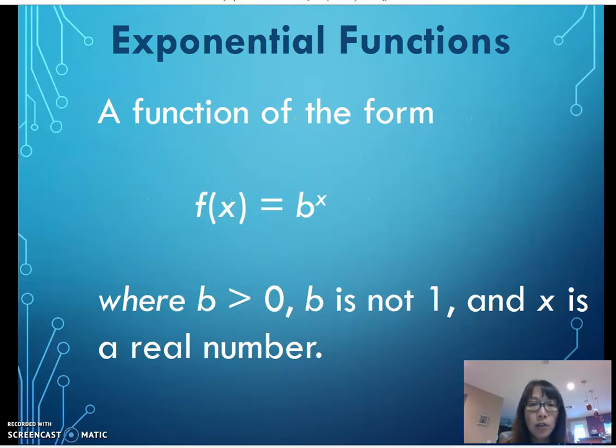An exponential function is of the form f of x equals b to the power x. There are some restrictions of what b and x can be. b has to be greater than 0, and it cannot be 1, because if b is 1, we would have a constant function instead of an exponential function. And x can be a real number.